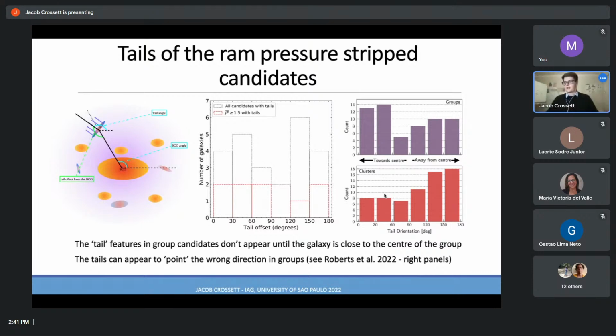So that might be further evidence that these galaxies in groups still have RAM pressure, but it acts later and closer to the dense cores, and they're not as often further out compared to the large clusters.